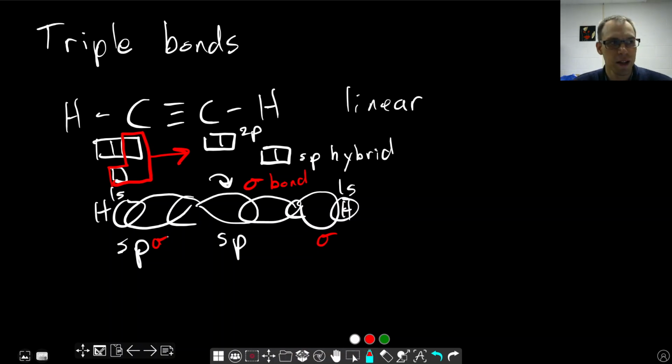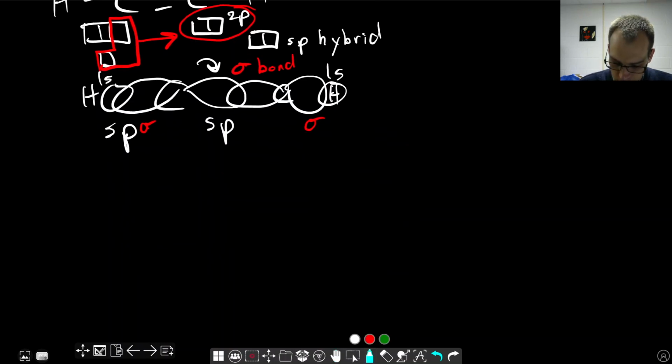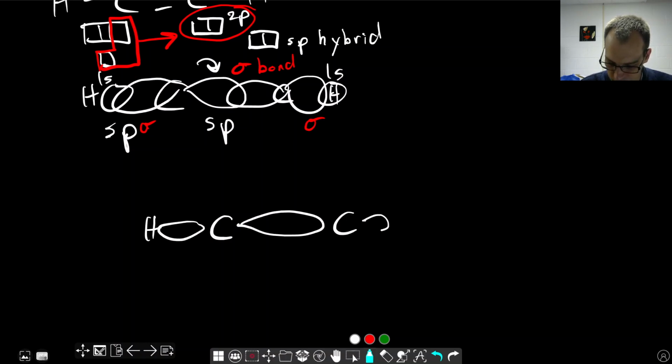Now, again, we have two leftover p orbitals here. What's going to happen with these? This is where we start to form our triple bond, as in our Lewis structure. So I'm going to move down here. We have our sigma bond between the carbons, and another sigma bond between the carbons and the hydrogens. So these are our sigma bonds here, here, and here.